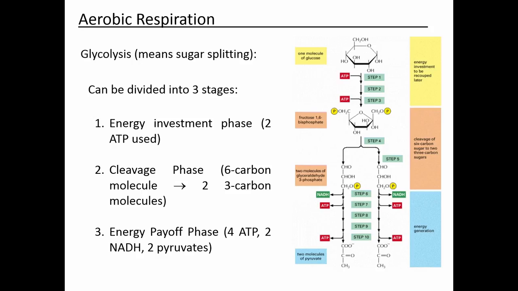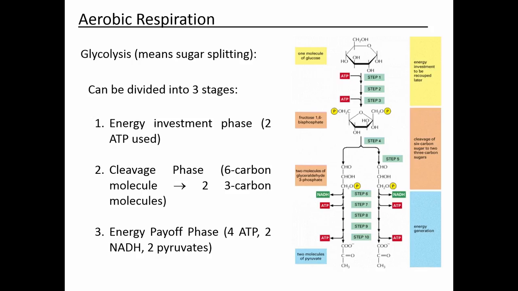The first thing I'm going to do is tell you why they're called that. It's going to be obvious once we go through it. The energy investment phase is called that because you actually have to use ATP during this phase. Rather than producing it, which is the goal of the pathway, you have to use 2 ATP, and that's an energy investment that you get a payoff for later. Then the cleavage phase is where you break apart a 6-carbon molecule into 2 3-carbon molecules. Cleavage refers to cleaving something.